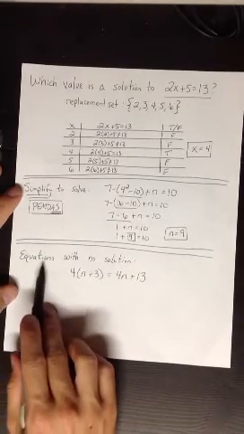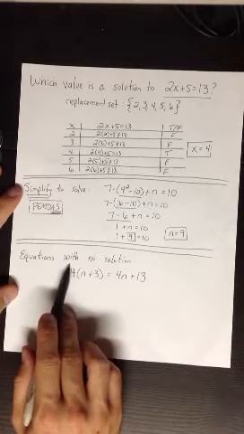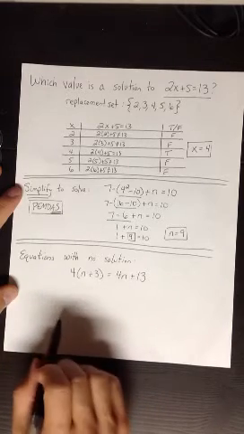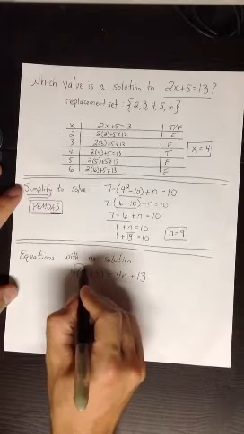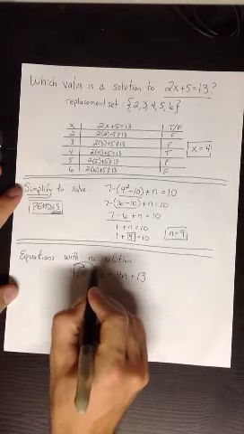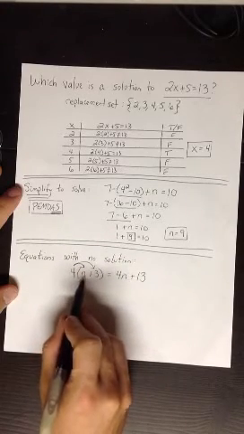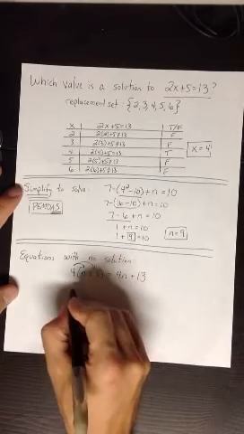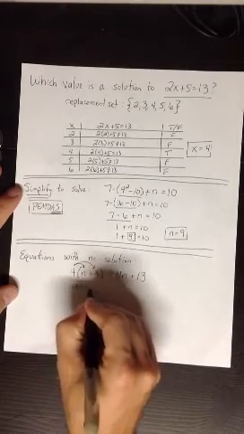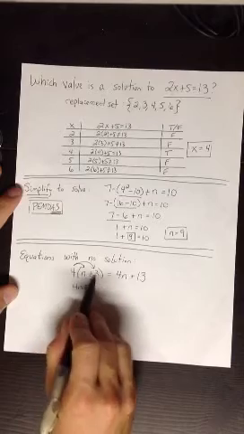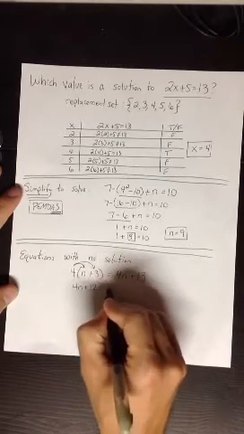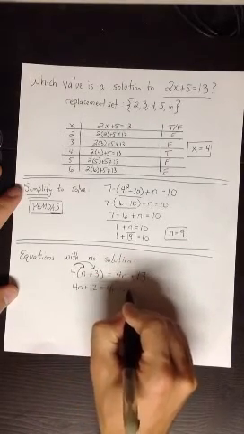Finally, there are equations that have no solution. And here's an example. I first want to use the distributive property and distribute the 4 to both n and 3. We did that in the last lesson. 4n is 4 times n. 4 times 3 is 12. And here I have 4n plus 13.